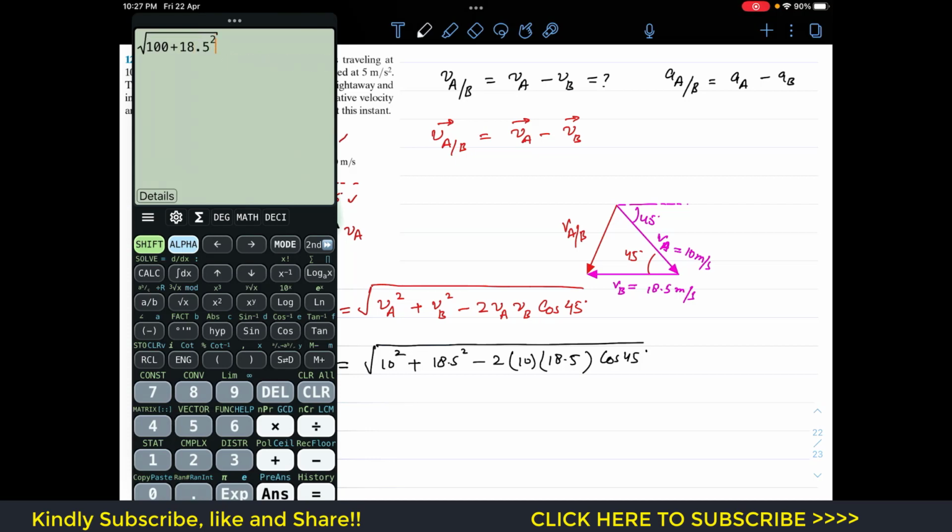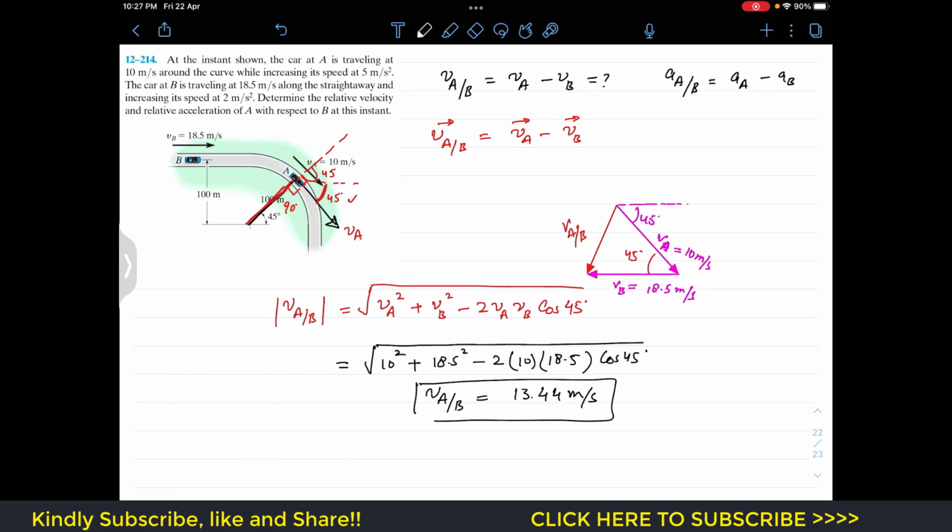So this is 10 squared, which is 100, plus 18.5 squared, minus 2 into 10, which is 20, into 18.5 cos of 45. So this gives us the magnitude of the velocity of A with respect to B equal to 13.44 meters per second approximately. So this is the velocity of A with respect to B.